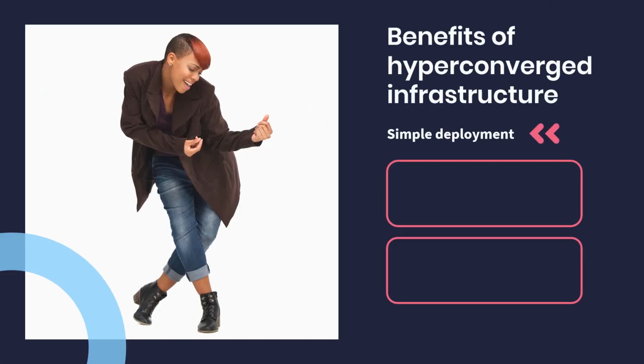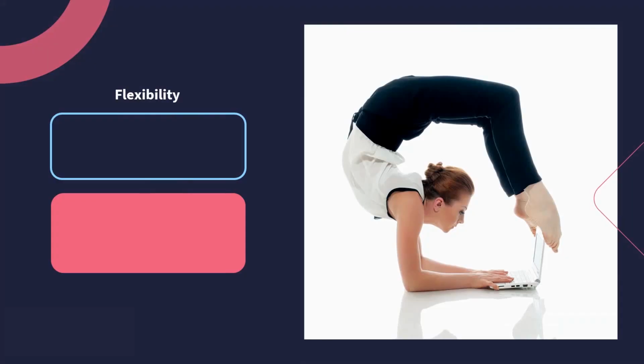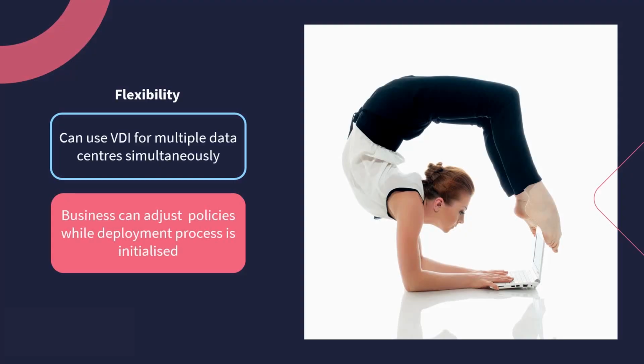An obvious first one is its simple deployment. Virtualization software powers the hyper-converged infrastructure to fully utilize every hardware resource. Companies have the additional benefit of deploying virtual desktop infrastructure, VDI, even from a remote site while they are connected on the network. Another benefit is its flexibility. With a hyper-converged infrastructure, a business can use the virtual desktop infrastructure, VDI, for multiple data centers simultaneously. This also means businesses can adjust their policies even while the deployment process is being initialized.